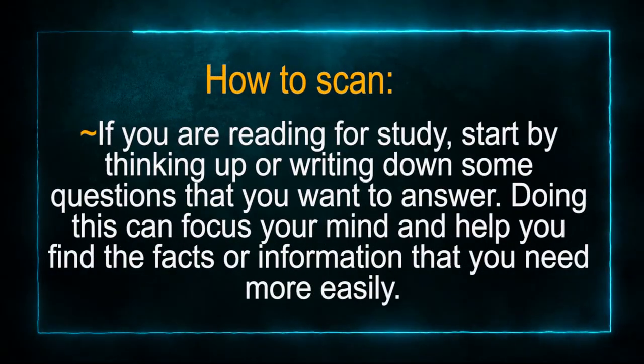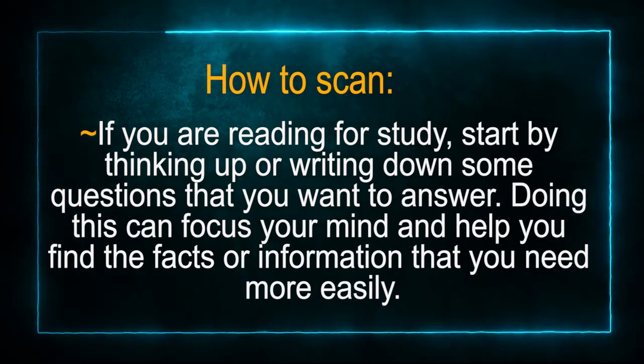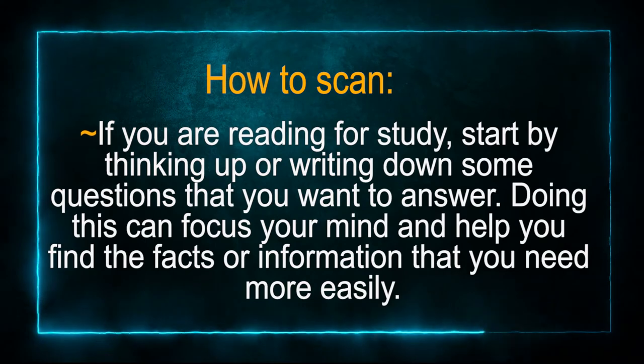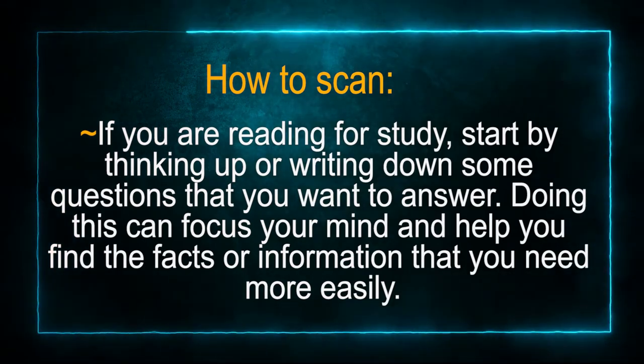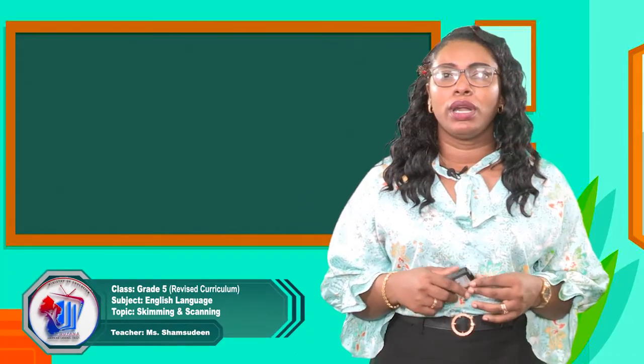If you are reading for a studying purpose, start by thinking up or writing down some questions that you want to answer. Doing this helps you to focus your mind and helps you to find the facts or information that you need more easily. So, if you are studying particularly about animals, in your text, you would go directly to the section about animals. You may further want to find out about a particular feature of an animal, so scanning will help you to go directly to that section where you find the feature for the animal that you are looking for.